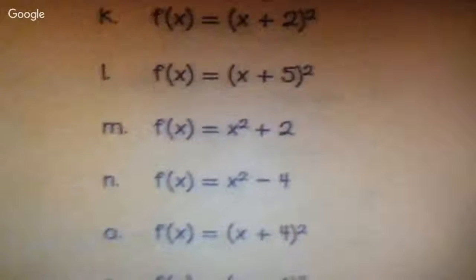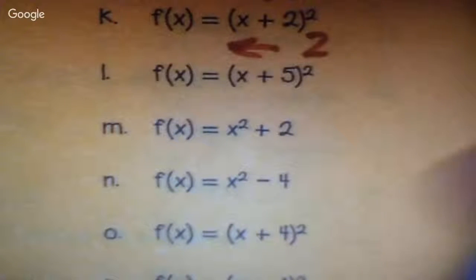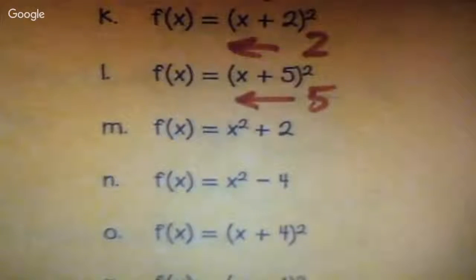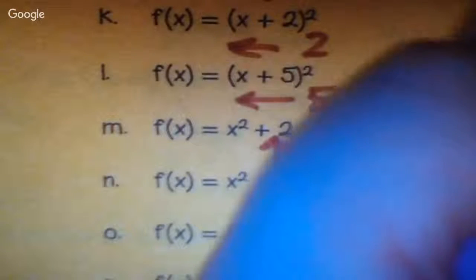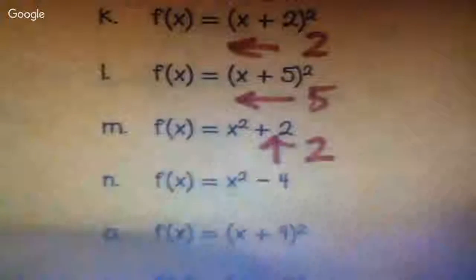I'm sorry. I really am trying to. Okay. K: left 2, number 5. L: left 5, number 11. M: up 2, number 18.